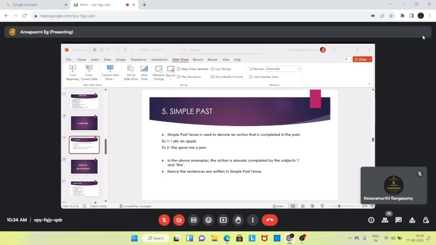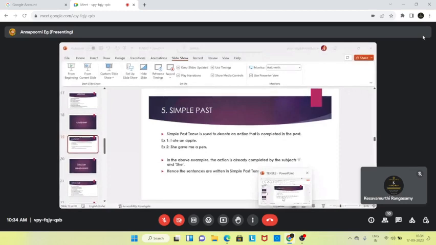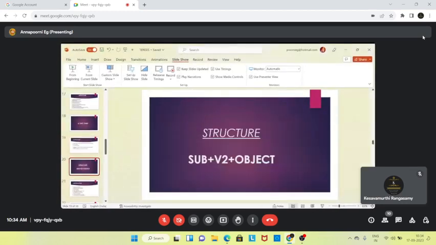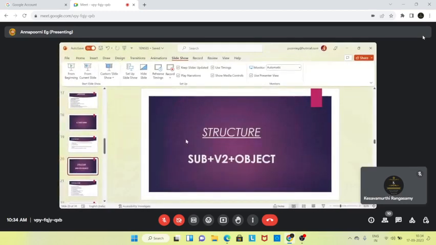Hence in these examples the action is already completed by the subjects I and she, so the sentences are written in simple past tense. Now look at the structure of the sentence. We discussed structures for all the previous tenses also, and structure is very important to be known. What is the structure of simple past? Subject plus V2 plus object. What is V2?